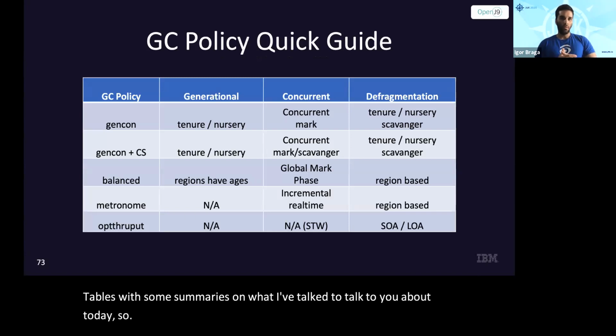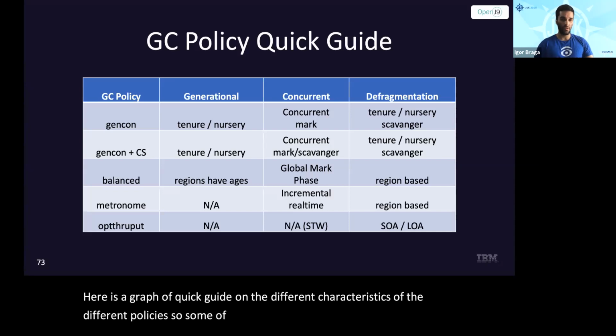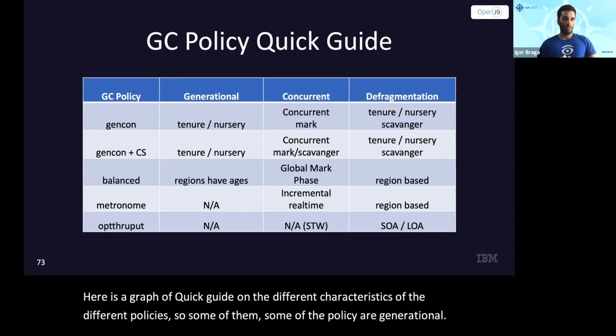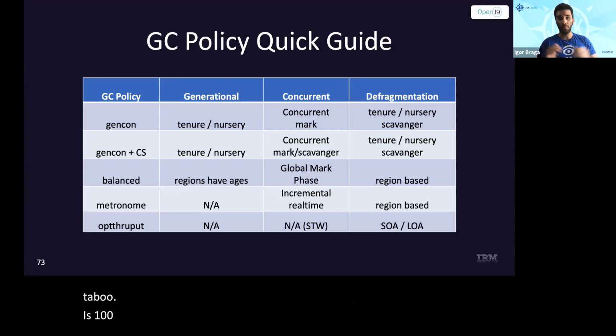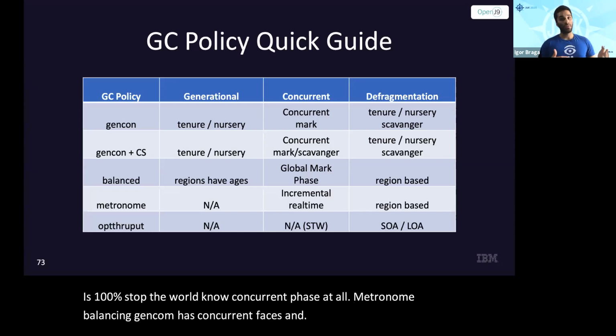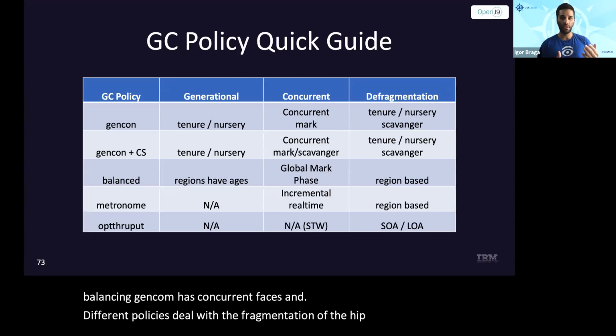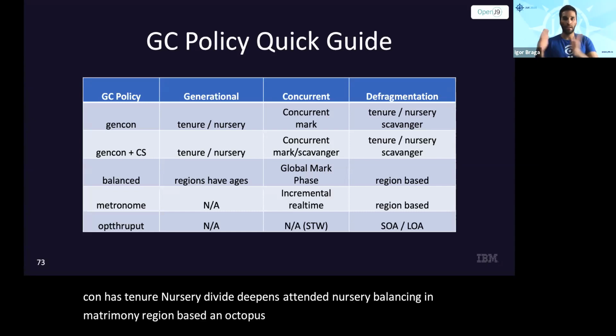So here is a graph, a quick guide on the different characteristics of the different policies. Some of the policies are generational, like gen-con and balanced. Some are concurrent, having some concurrent phases. Opt-throughput is 100% stop-the-world, no concurrent phase at all. Metronome, balanced, and gen-con have concurrent phases. And different policies deal with the fragmentation of the heap differently. Gen-con divides the heap into tenure and nursery, balanced and metronome are region-based, and opt-throughput has the small object area and the large object area.